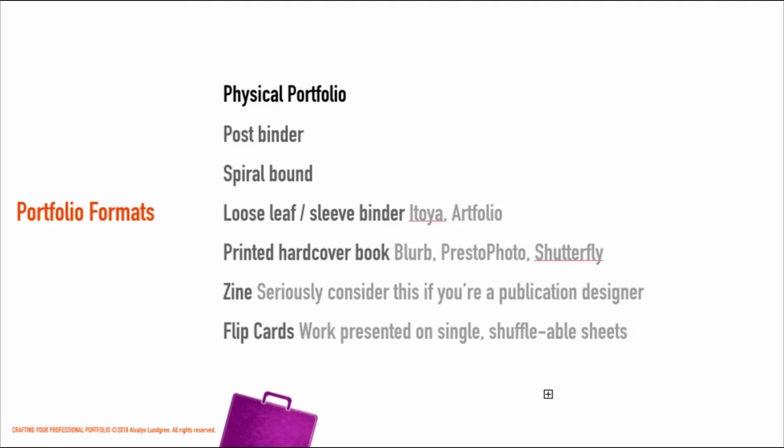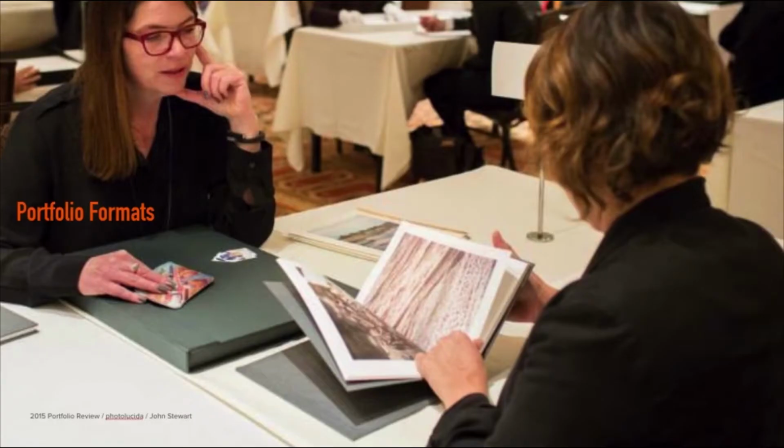Printed hardcover books are also pretty popular. They really aren't that expensive. You would be creating a monograph at just a few places like Blurb, Presto Photo, and Shutterfly that print hardbound books. And so this is a hardbound book, and there's also folio covers and things like that that you can get to go along with these things. I think over here she's got a spiral bound thing. But this is another popular way to present your work.